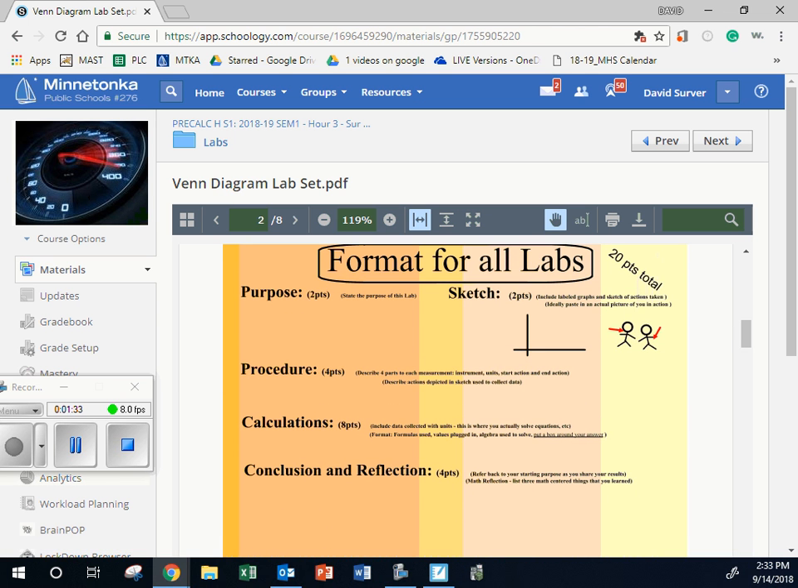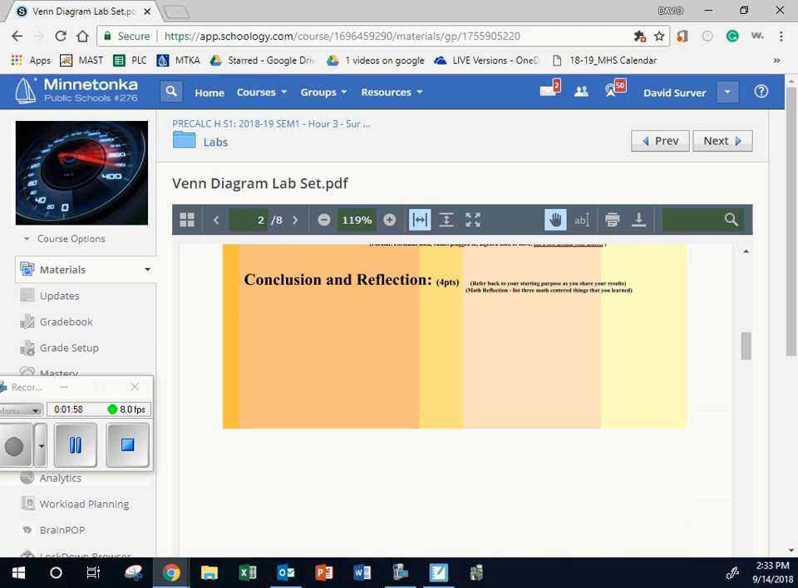If I was going to give you any advice on this lab, just make sure that you've done all the parts. You need to write up what the purpose is, or you'll lose a couple points. You need to have a sketch, which in this case is the Venn diagram. The procedure is what you say in words, like what you did. The calculations is where you actually show how you calculated the answers to your questions. And for the conclusion, of course, state what your conclusion was. What did your Venn diagram show? It also says 3 math-centered things that you learned. If you don't list 3 things that you learned, then you don't get all those points.